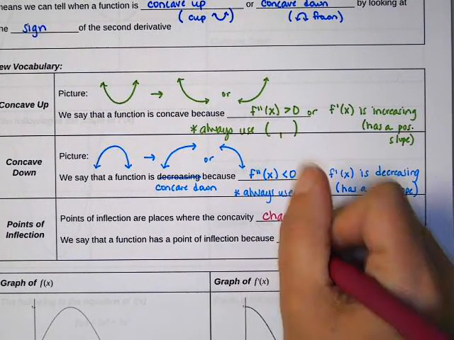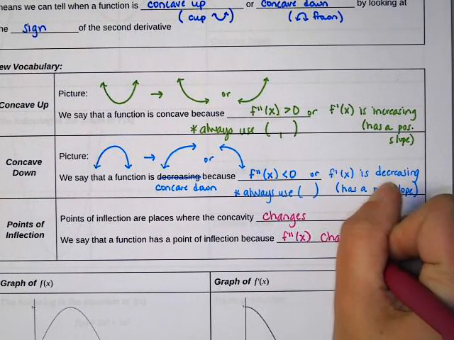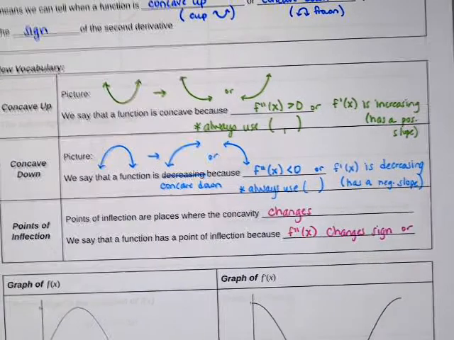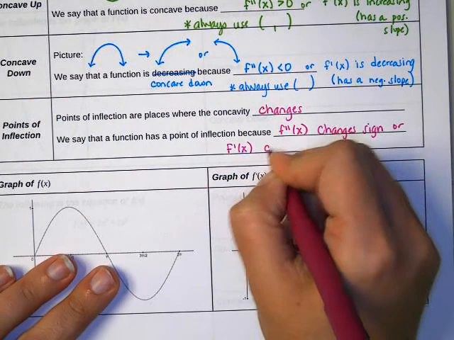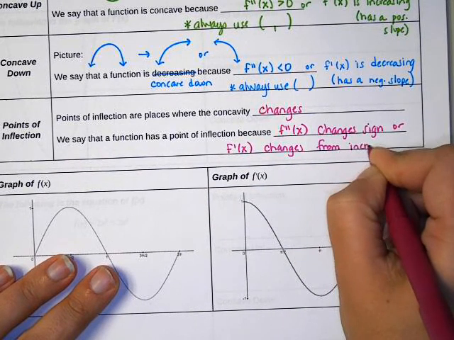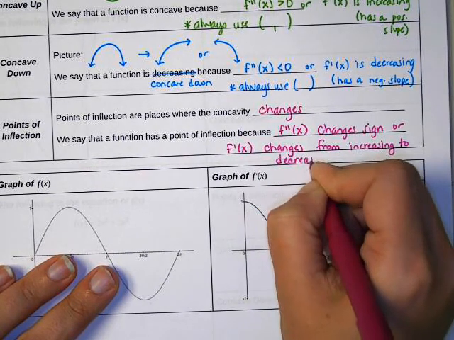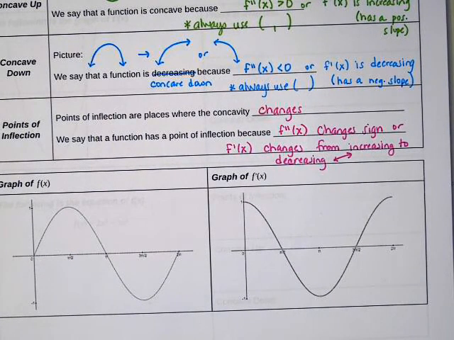We say that a function has a point of inflection because f double prime of x changes signs. In other words, it used to be positive and now it's negative, or it used to be negative and now it's positive. Or if we don't have the second derivative and all we have is the first derivative, we say because f prime of x changes from increasing to decreasing, which is also reversible. You could say from decreasing to increasing. It just depends on what's happening in the picture.